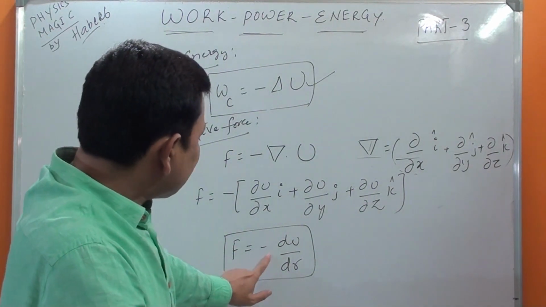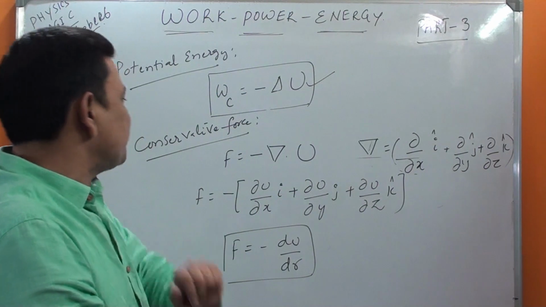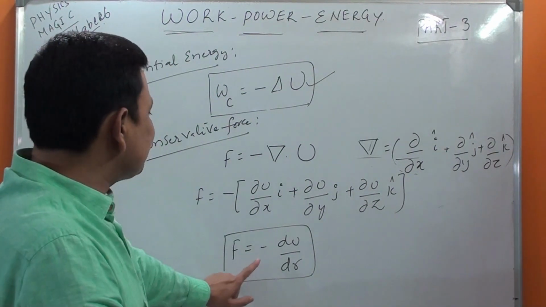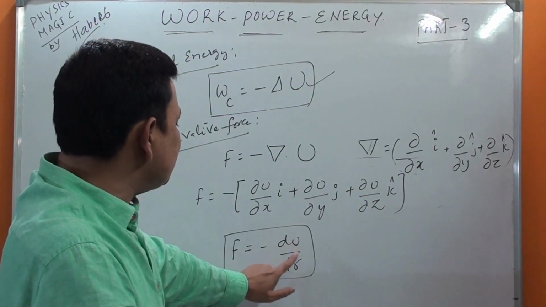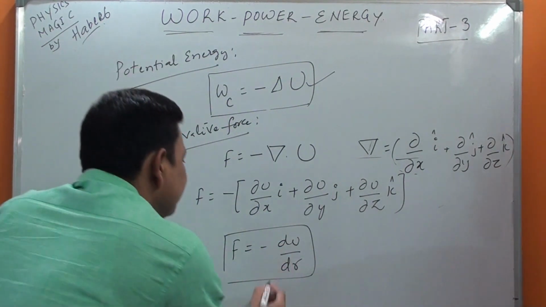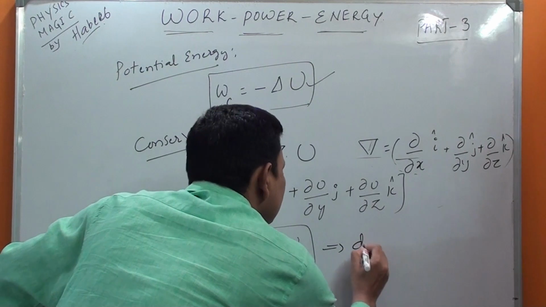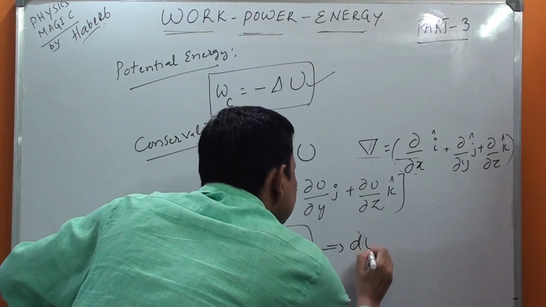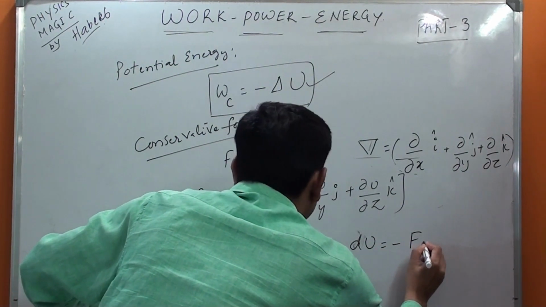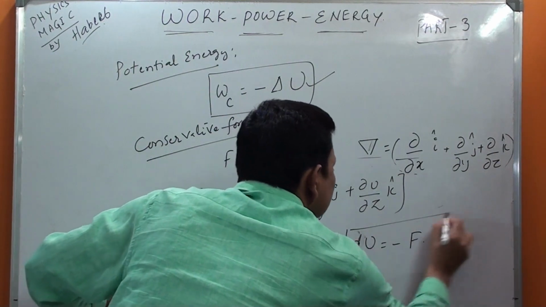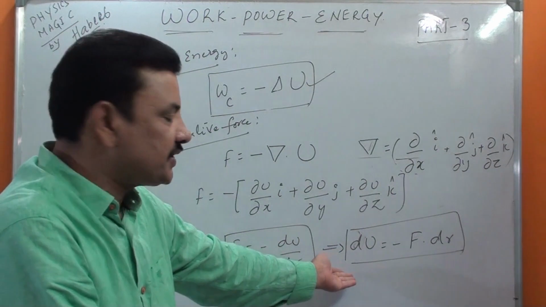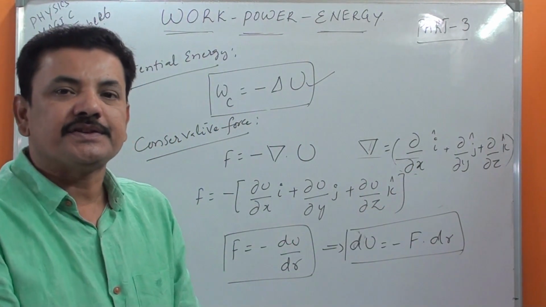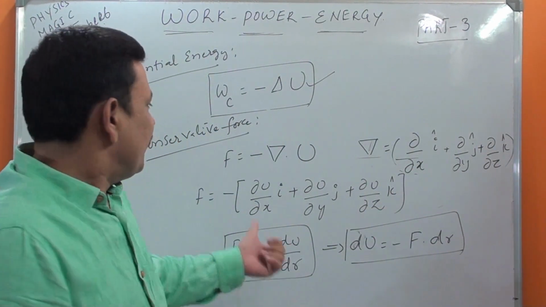So force is equal to negative gradient of potential energy. Like this, finally we can write F is equal to minus dU by dr, and in this case this will give you dU is equal to minus F dot dr. Potential energy we can find by integrating this equation, and you will be getting potential energy. Like this, we can do.